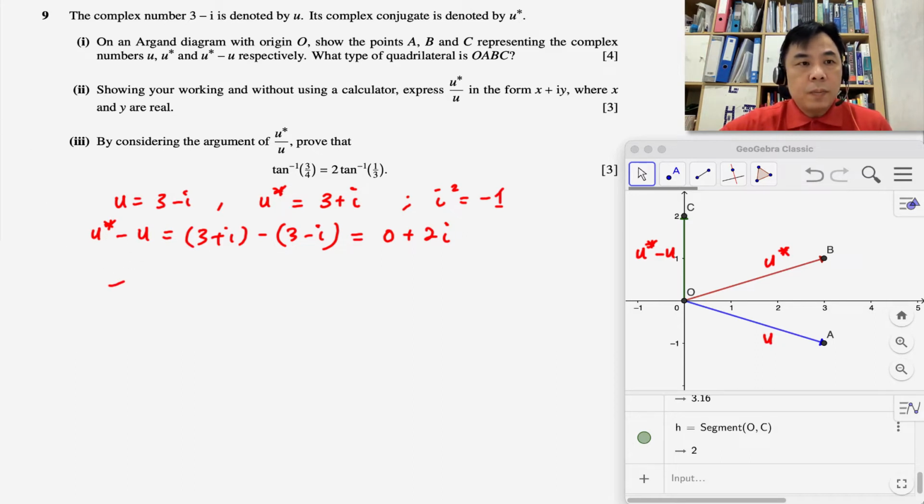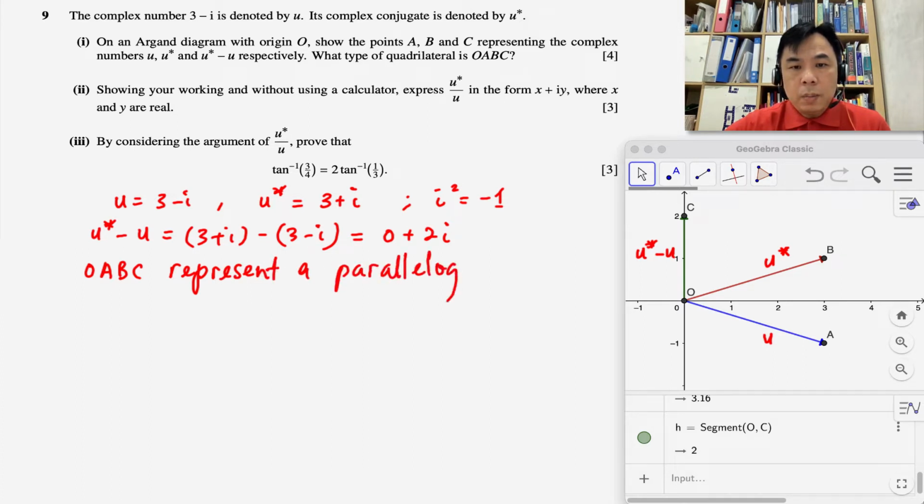Therefore, we can say that OABC represents a parallelogram, right? You can observe that quite easily. AB is a vertical line which is parallel to OC, and then BC, you can determine the slope of BC quite easily, which is exactly the same slope as OA. So therefore, it is a parallelogram here. All right. So I hope that the first part is clear.